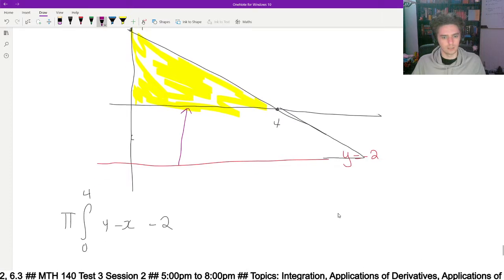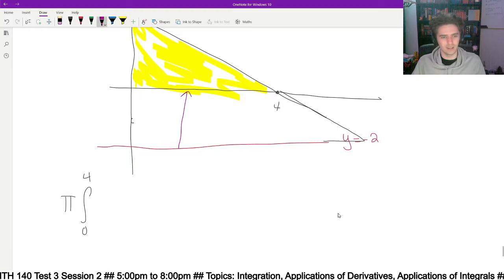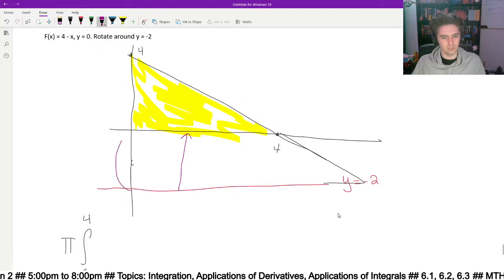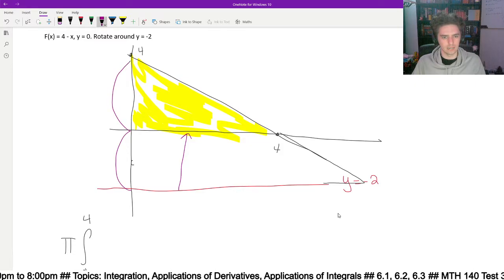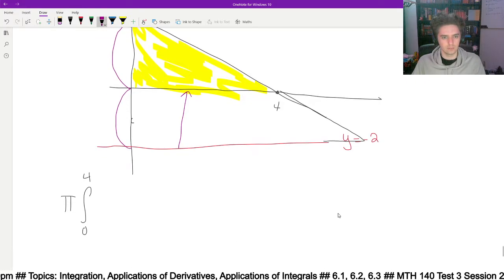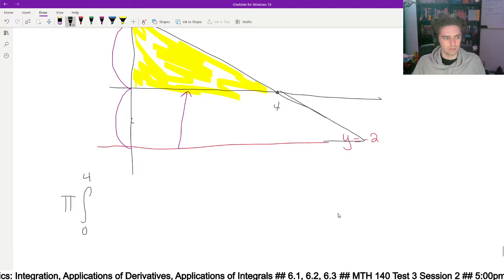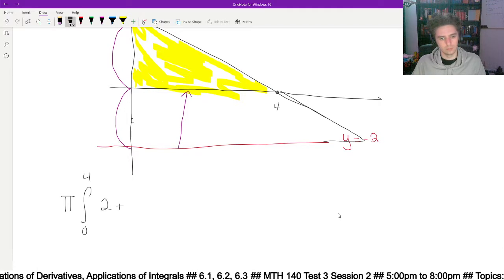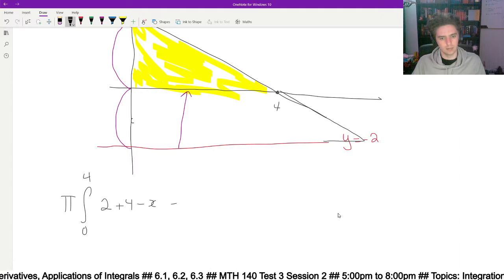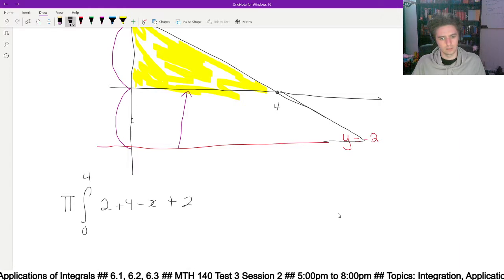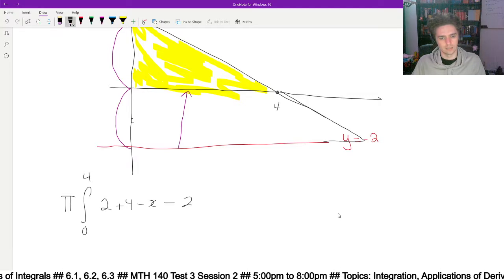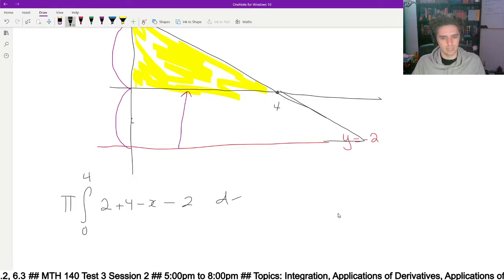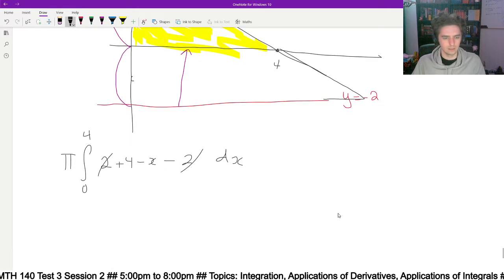Oh, and sorry, the upper radius is not going to be 4 minus x. Wow, not on my game today, sorry. What is this distance? What's this radius? Well, it's 2 plus 4 minus x. So it's 2 plus 4 minus x, minus the lower radius 2, because we're subtracting this radius here, dx.